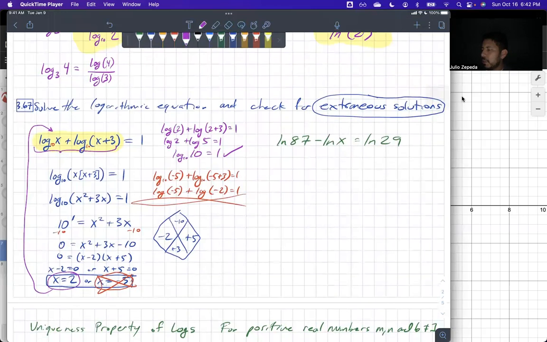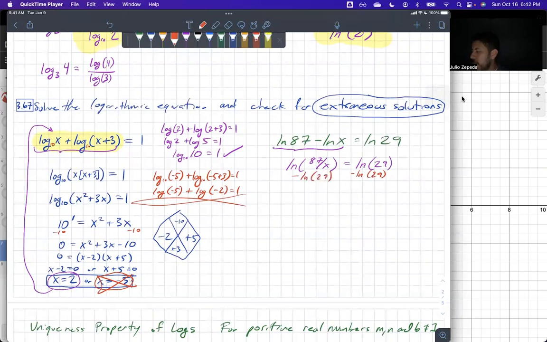Okay, so let's go ahead and combine these two logarithms here. The natural logs, they're both ln, so they should remain with the same base of e. The natural log of 87 divided by x. This is equal to the natural log of 29. Now, if we want to combine all the logarithms together, I'm going to have to subtract the natural log of 29.